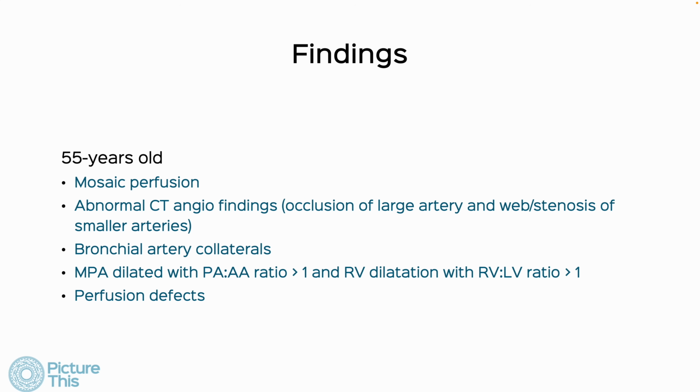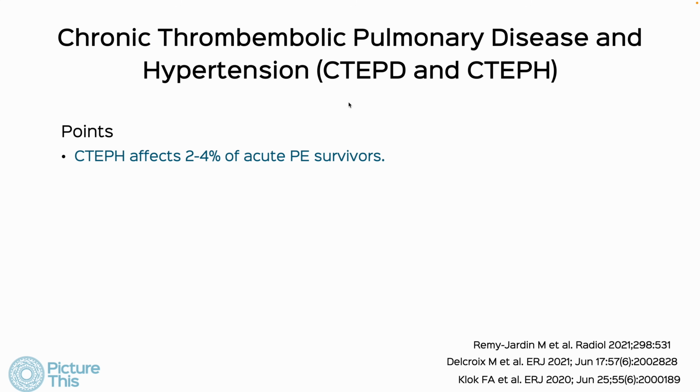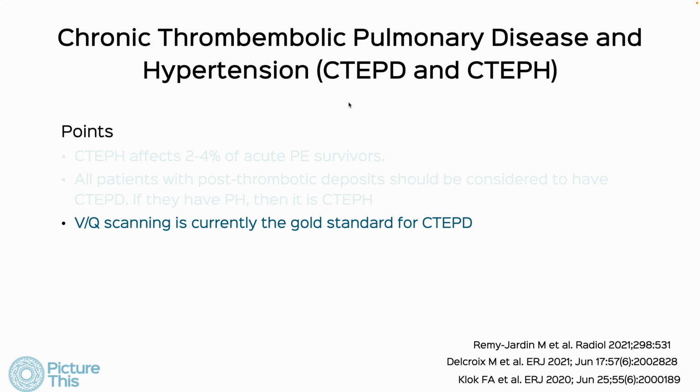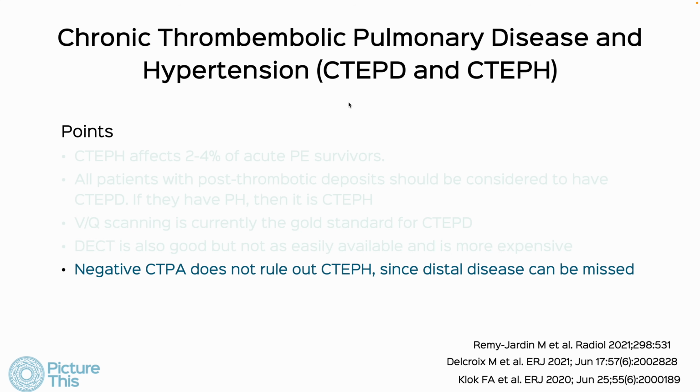Now, this combination of findings is characteristic of chronic thromboembolic pulmonary hypertension. While VQ scanning would also give us the diagnosis, this is a CT scan diagnosis. Remember that it occurs in 2 to 4% of acute PE survivors. All patients with post-thrombotic deposits would be said to have CTEPD, and then if they have PH, it becomes CTEPH. VQ is the gold standard. DECT is good, but not easily available.